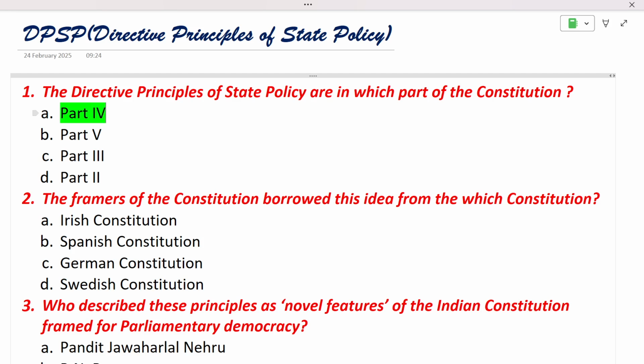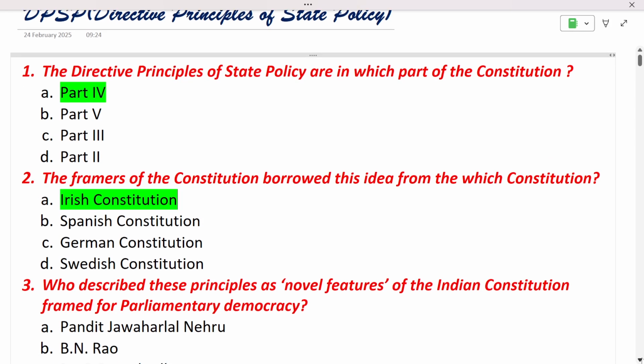Next question. Question number 2. The framers of the Constitution borrowed this idea from which Constitution? Option A, Irish Constitution. Option B, Spanish Constitution. Option C, German Constitution. Option D, Swedish Constitution. So the answer is Option A.